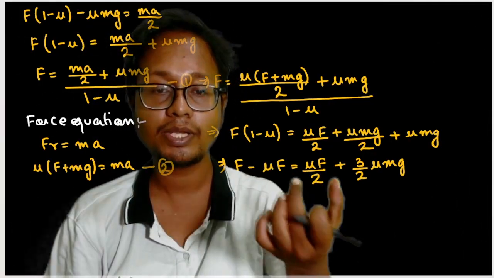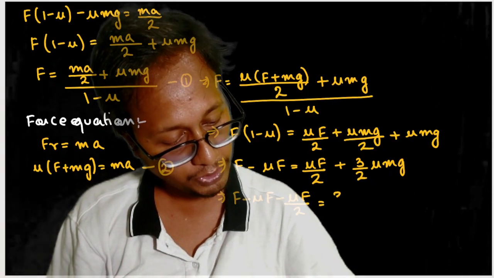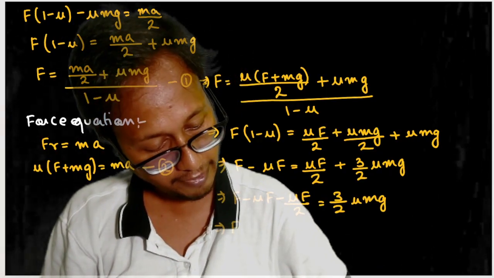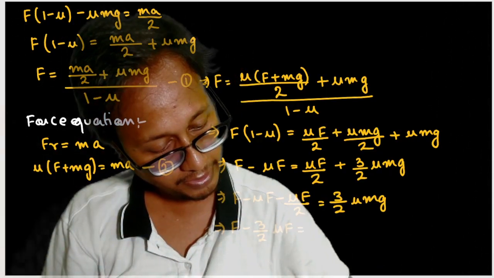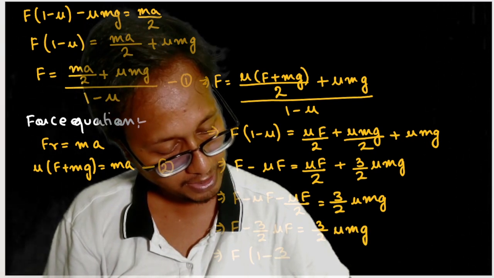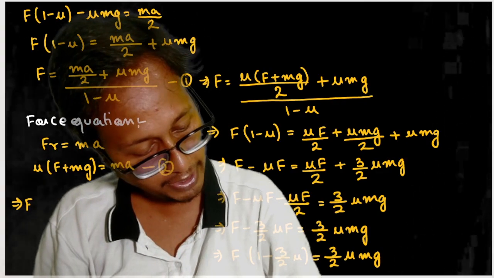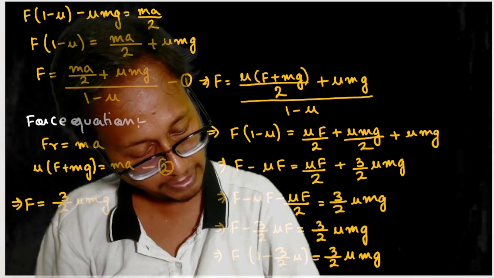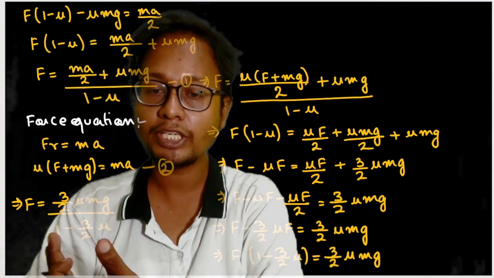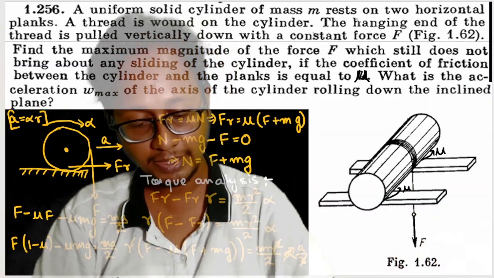If I bring this mu F to the left hand side, I get F minus mu F minus mu F by 2 is equal to 3 by 2 mu mg. Minus mu F minus mu F by 2 is nothing but minus 3 by 2 mu F. Or F minus 3 by 2 mu F is equal to 3 by 2 mu mg. Taking F common, F times (1 minus 3 by 2 mu) is equal to 3 by 2 mu mg. So F is equal to 3 by 2 mu mg divided by 1 minus 3 by 2 mu. I can either simplify the equation or leave the answer as it is. So the maximum force that I can apply here without slipping is this value of force.